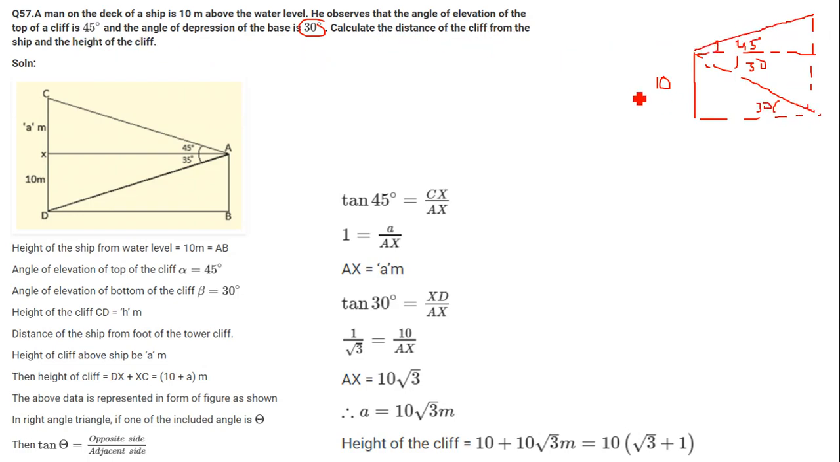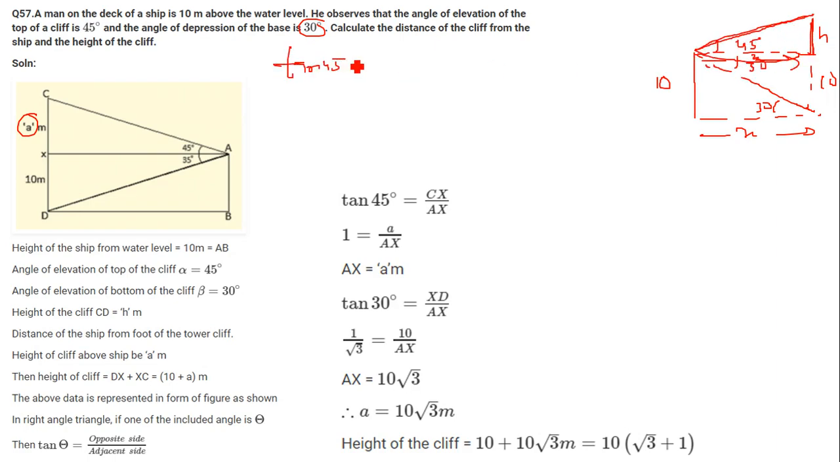So we have to calculate the distance of the ship from the cliff. So x we have to find. This is x. This one would be x also. So this is 10. This is 10. Let us assume this to be h. So we'll find out this h. You can assume it to be a also. It doesn't matter. Ultimately, when you have to find the height, you have to add this h and 10. So let us start with this one.